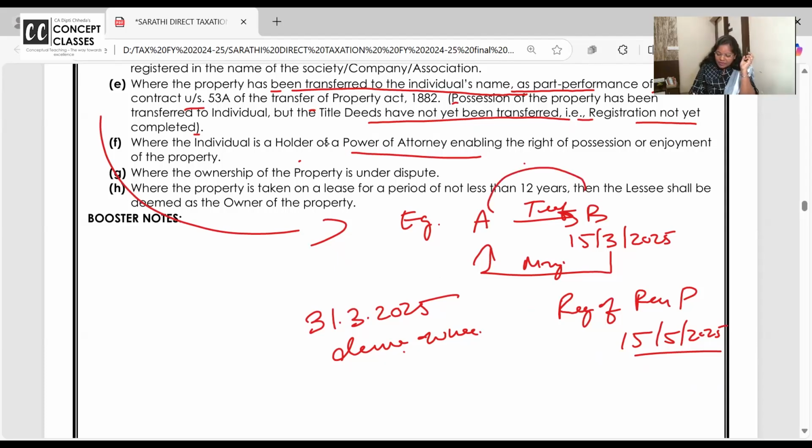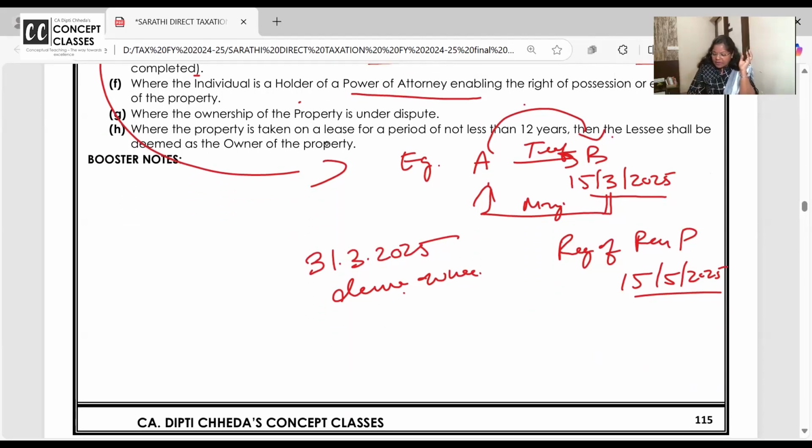A has transferred the property to B on 15th March. B gave the money also on 15th March. Same arrow mark I have done. I want you to draw a diagram right like this only. Registration of the property to B happened on 15th May. My question is 31st March 2025. Who is the owner of the property? Deemed owner. A or B? Question mark. कौन ओनर है 31st मार्च को?